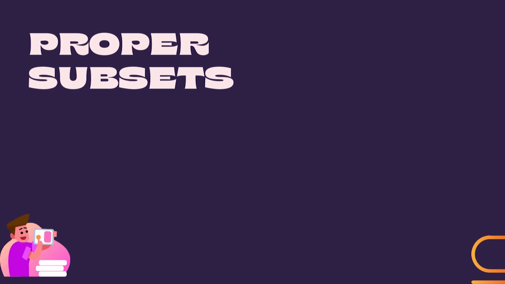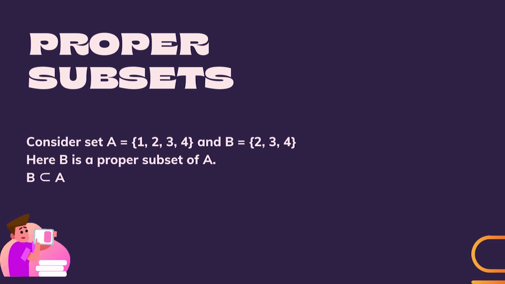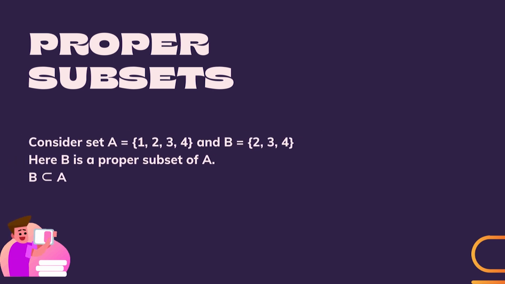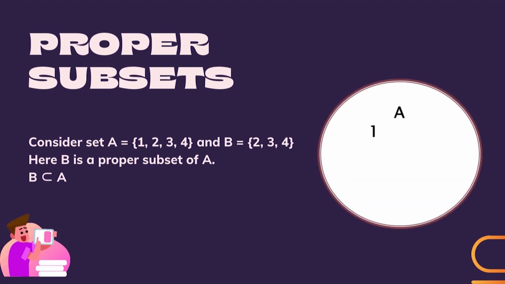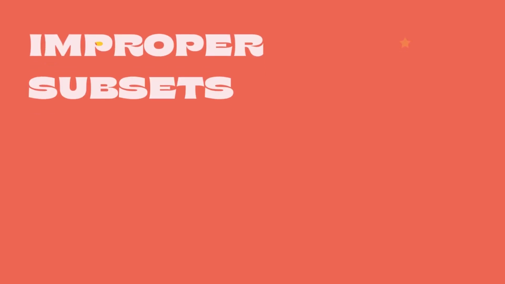Let's have a look at one of the examples. Consider set A consisting of elements 1, 2, 3 and 4. Set B with elements 2, 3, and 4. Here, B is a proper subset of A. Why? Because as per the definition, every element of B is within A as well, and set A consists of one element that is not present within B. So therefore, B is a proper subset of A.